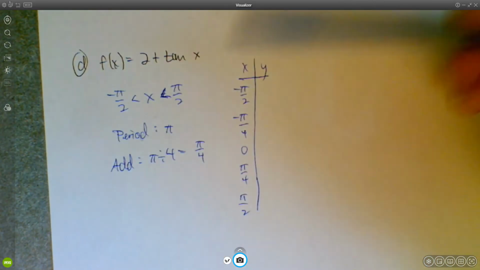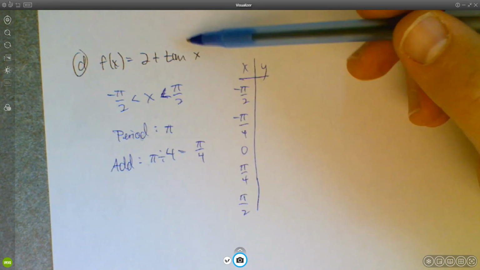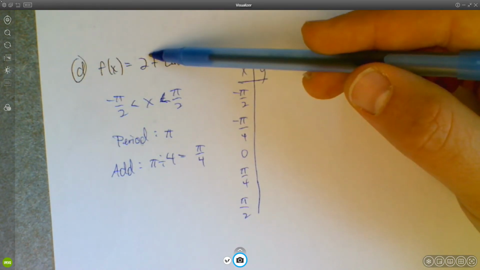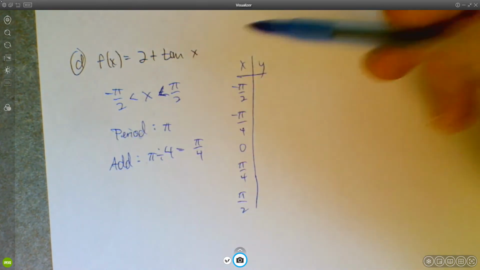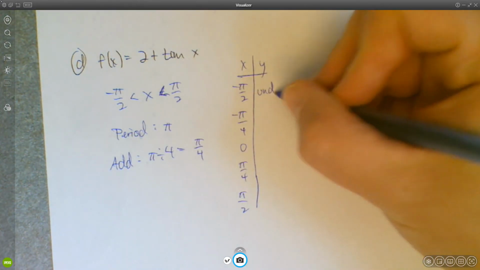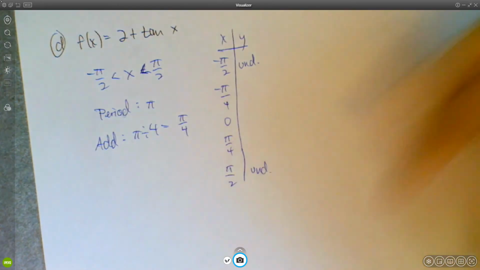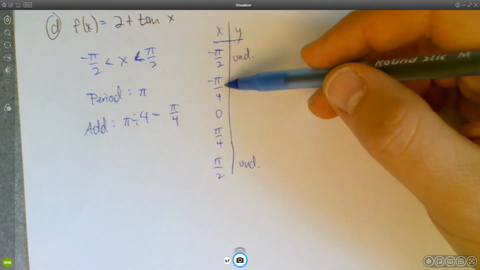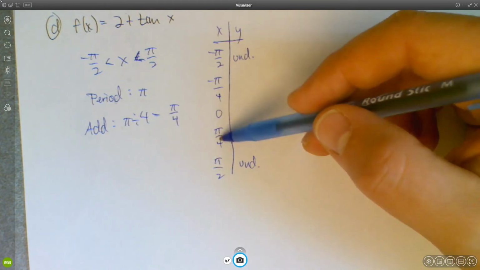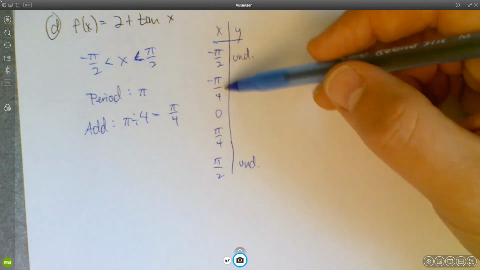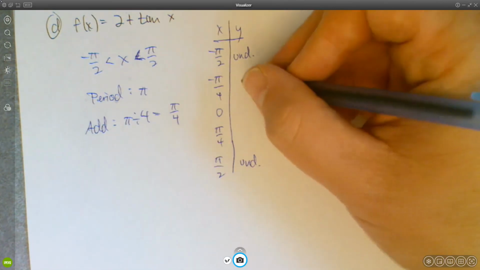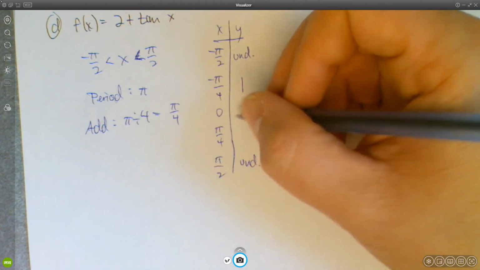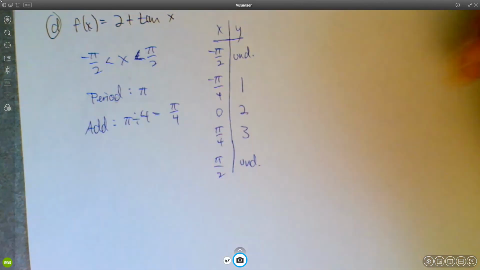In fact, the only thing that's different about this function from just the normal tangent function is that it's been shifted up 2 units. But when you take an undefined value and you add 2 to it, well, it's still undefined, right? So the only values that change are these 3. So usually I'm starting at negative 1 and then going to 0 and then going to 1. But I'm going to be adding 2 each time. So negative 1 plus 2 is 1, 0 plus 2 is 2, and 1 plus 2 is 3. Okay.